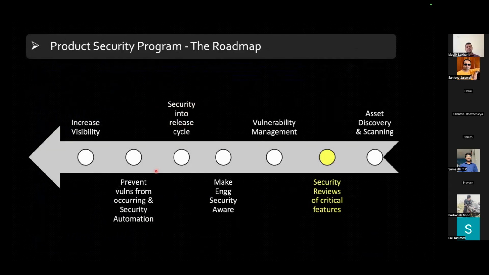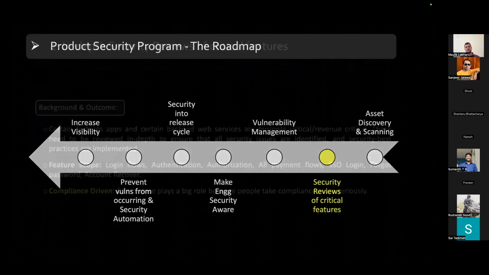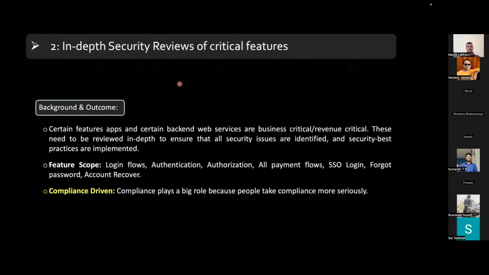Now let us move towards the second step, or second phase, in the roadmap of how you go in depth. Once you have created an asset dashboard, completed performing security revision, and started creating Jira tickets or security tickets for solving those security issues, then based on the needs of your organization, you define what are the most critical features and most critical backend services for your org.